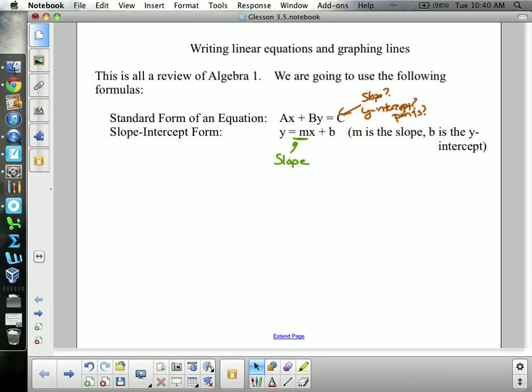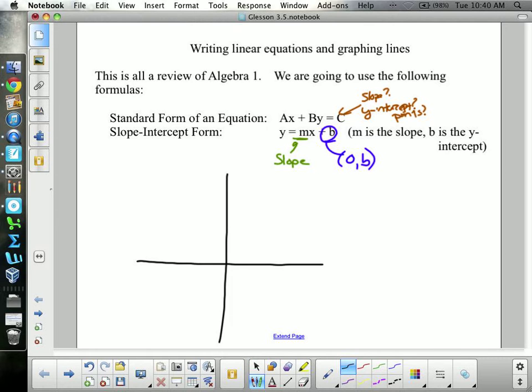And b represents the y-intercept, which is a point on the line. This is the point (0, b). And again, from a graphic representation, we know how this slope works, but if this is my line, then the y-intercept is right there. That's the point (0, b). It's where it intercepts the y-axis. That's what the y-intercept is.